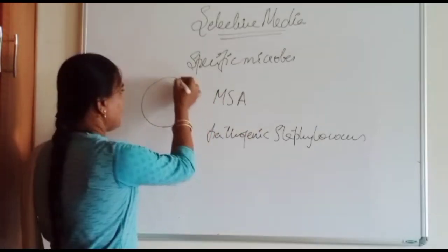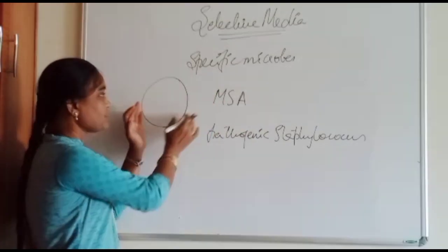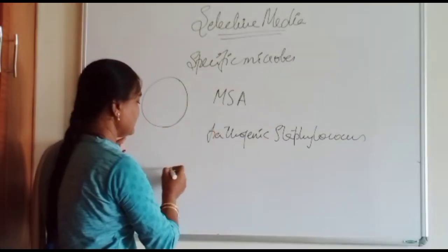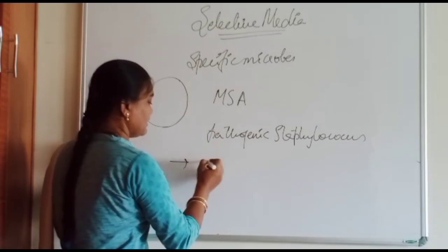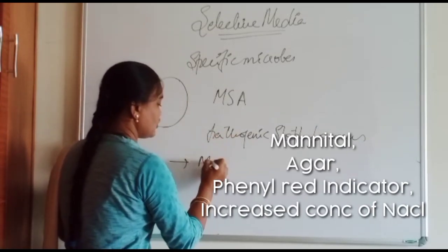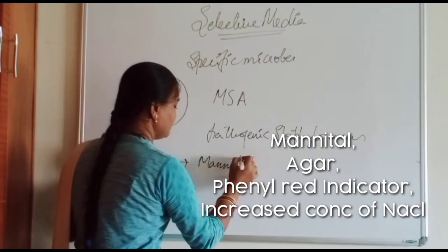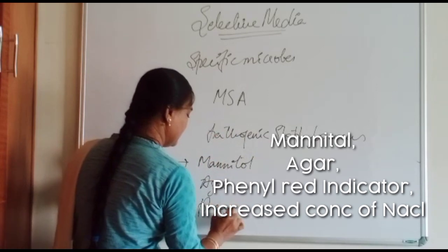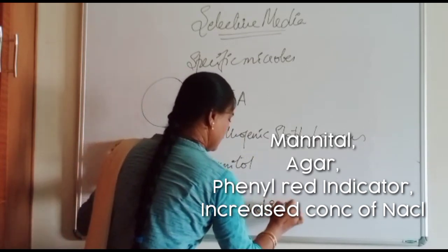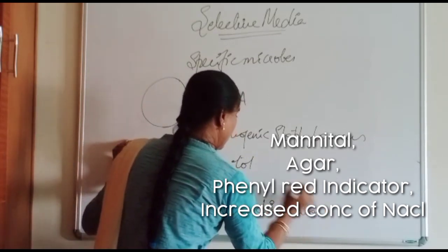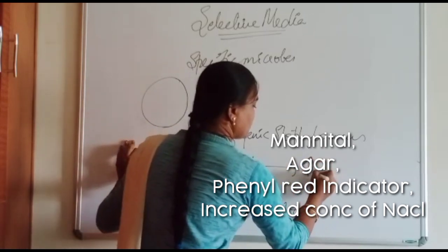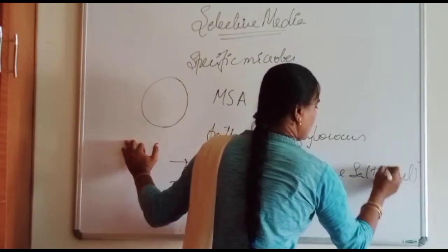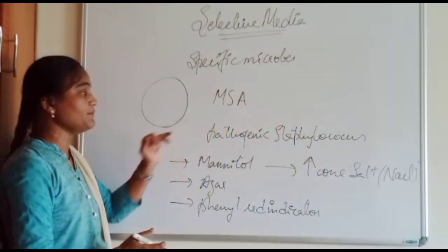Why? Because whenever you are preparing a Petri plate with mannitol salt agar media, the composition of MSA is mannitol, agar, phenol red indicator, and a high concentration of salt, that is NaCl. So this is the composition for MSA.